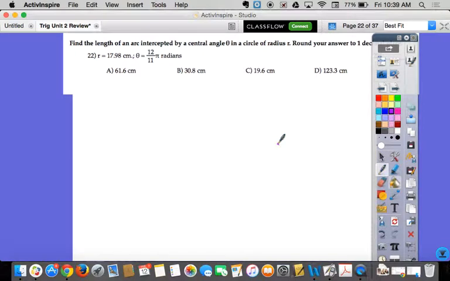We're going to pick it up with number 22 here. Find the length of an arc intercepted by a central angle theta in a circle of radius r. Round your answer to 1 decimal. Okay, you have to remember your formulas now.